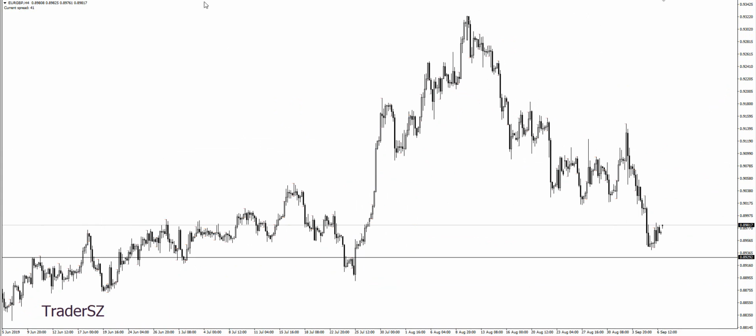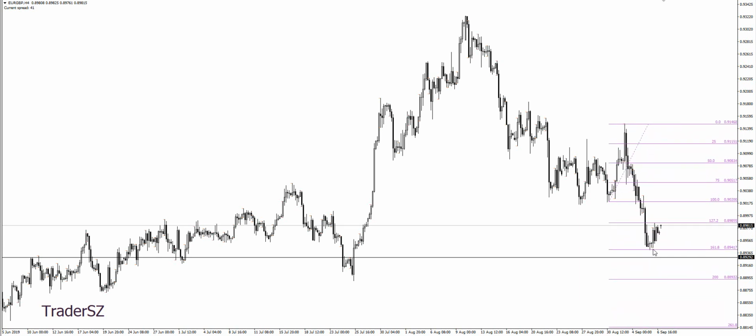Now let's use the fib extensions. There are many swings you can choose. I'm gonna go for a recent swing. This is the low to the high. Lo and behold, the 161.8 to the tick. Can't make this up.